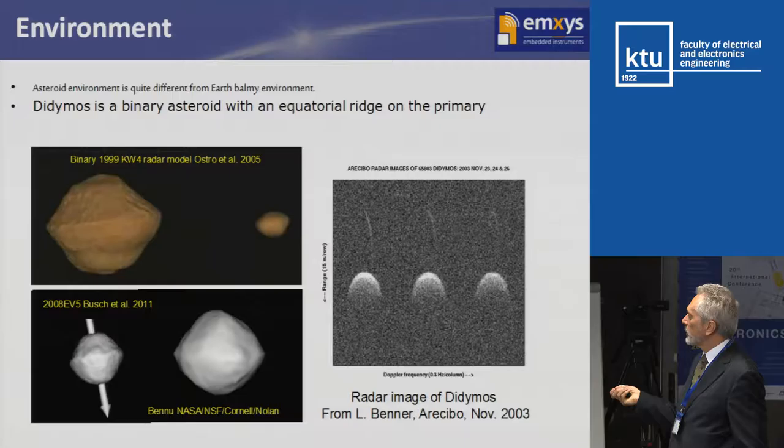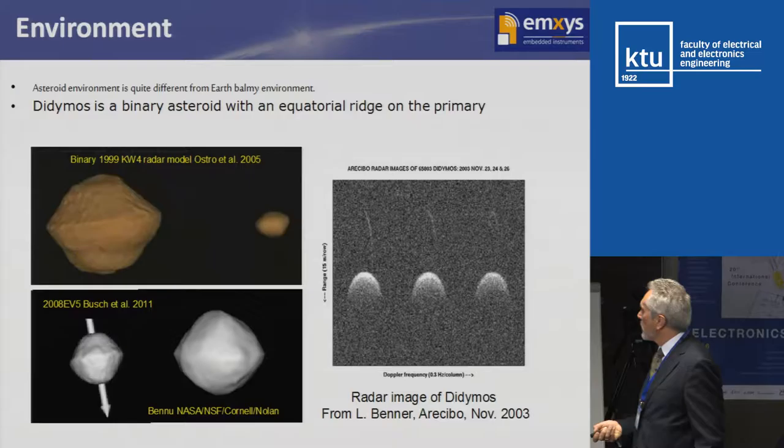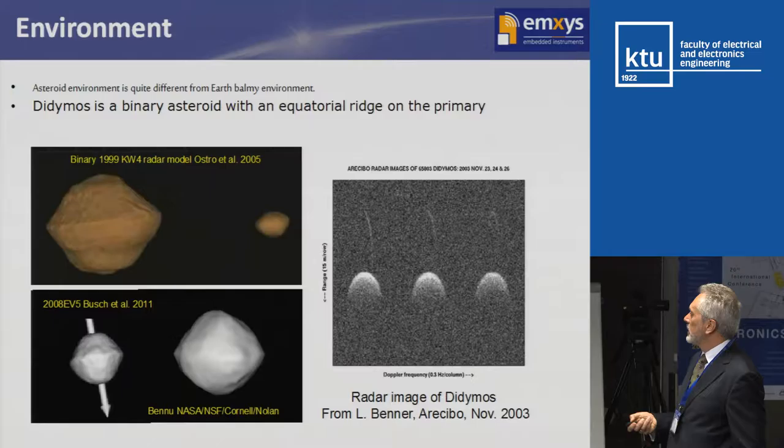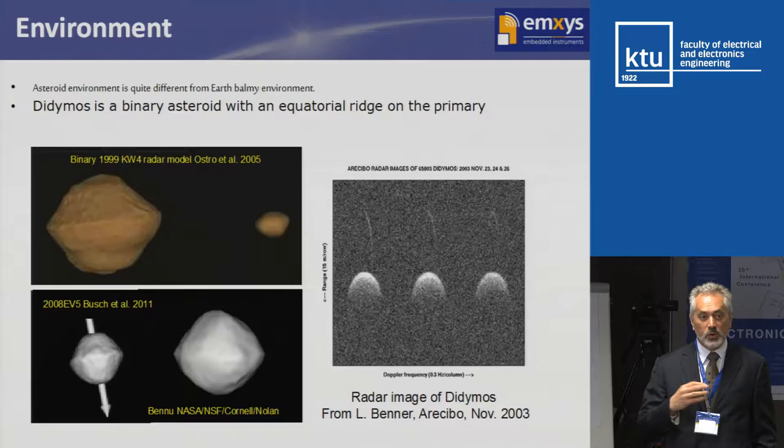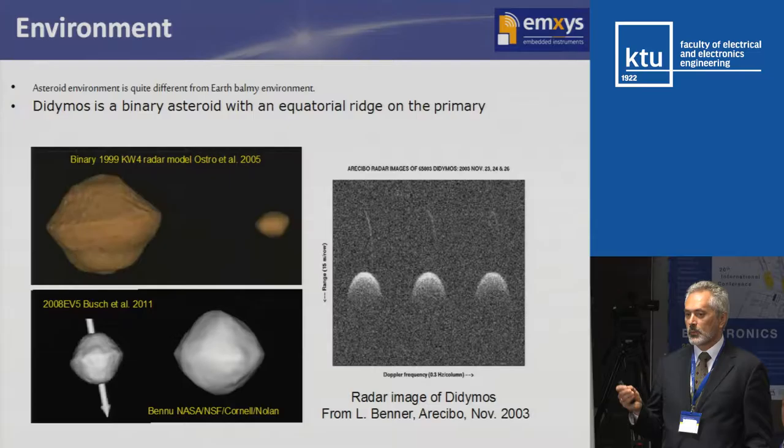This is the equator. It's binary. It has a moon orbiting around. And the plan is to actually land on the moon and on the real asteroid. Because if the assumptions are correct, the gravity of the asteroid is very, very low. The escape speed is just 6 centimeters per second. So if you have a very small speed, it's very difficult to land on it.